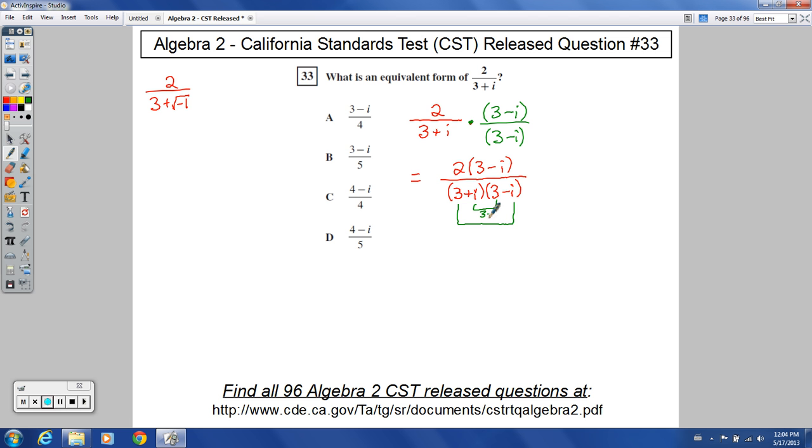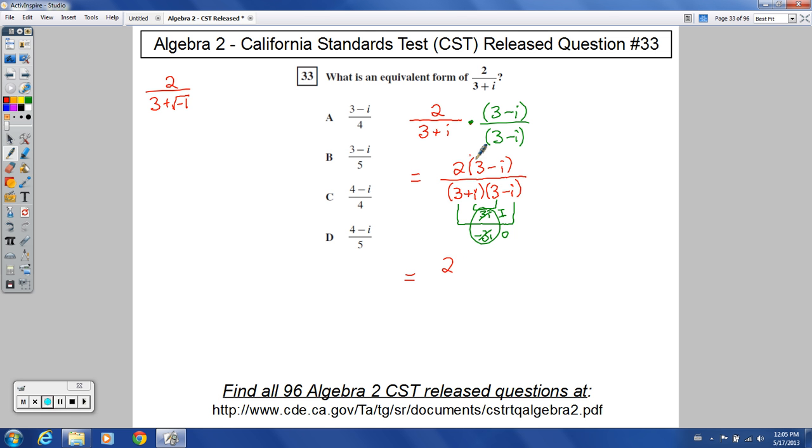This would be 3i for the inside part of FOIL. This would be negative 3i for the outside part of FOIL. So guess what happens with these two things? They cancel each other out. And so it's just going to be left with the first and the last part of FOIL. The O and the I part, this is the O part of FOIL, this is the I part of FOIL. They're going to cancel each other out.